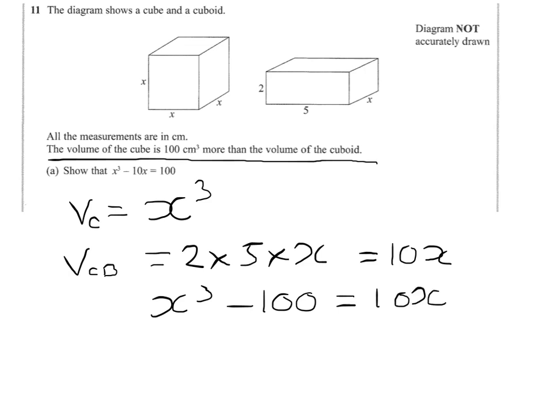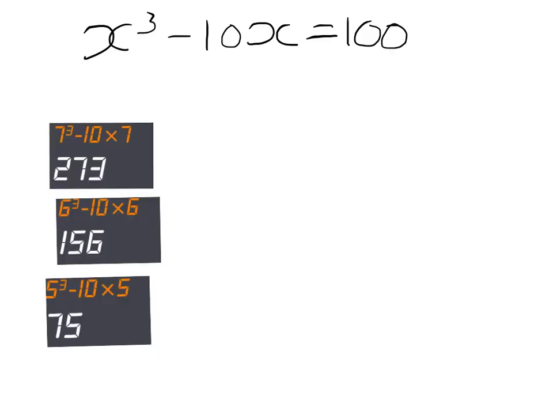If we then move this around, we can bring the 10x to the left side of the equation, it will then become a negative, and we can move the minus 100 to the right, and that gives us exactly what we were trying to show. So we've shown that x cubed minus 10x equals 100.